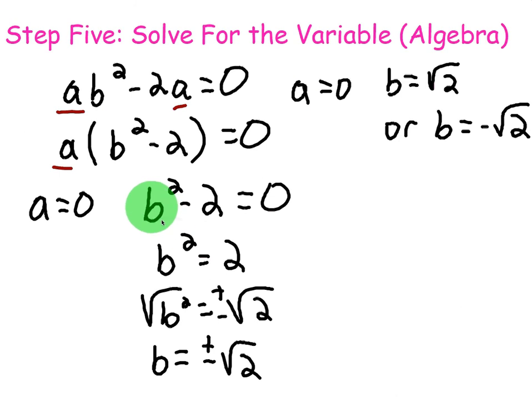I'm going to add 2 to both sides, so move that 2 over, and then take the square root. Don't forget plus or minus when you take the square root.